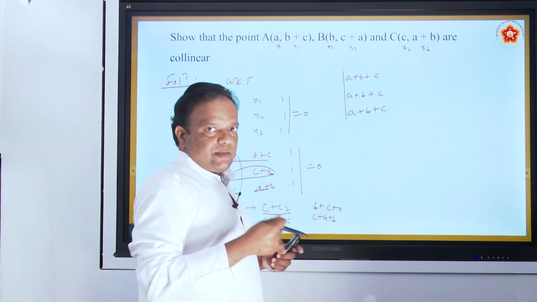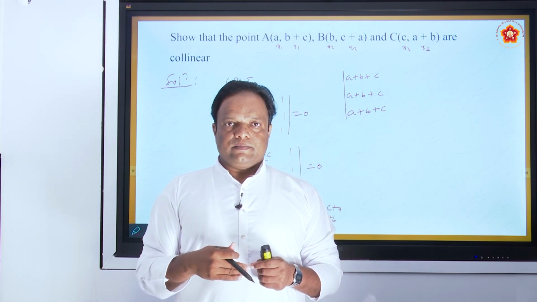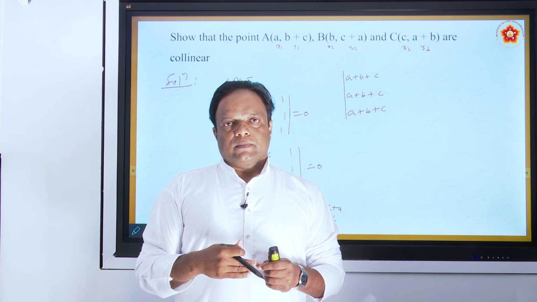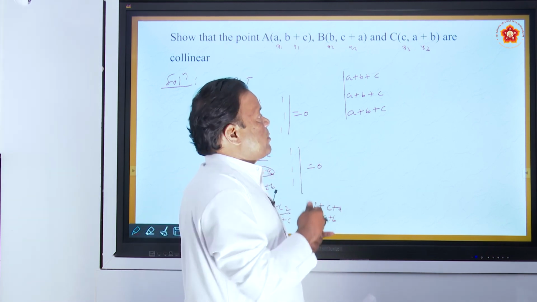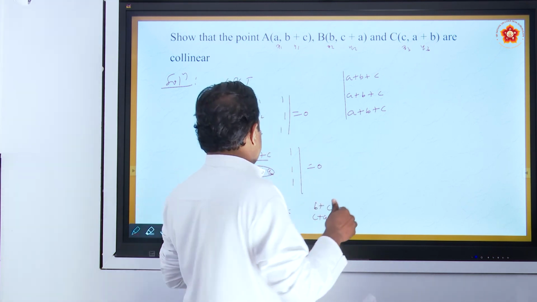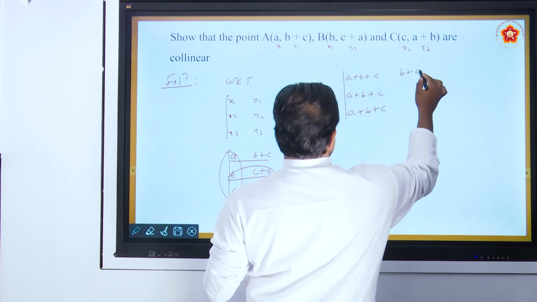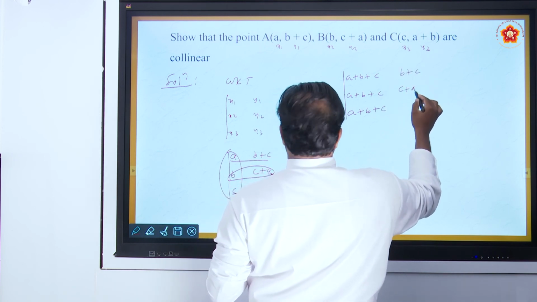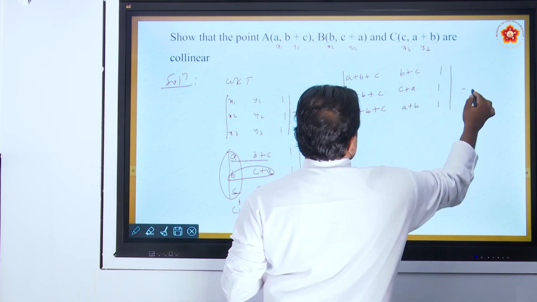So children, we need practice for this one because the properties are very important. We must remember the properties. So when you go through this type of problems using properties, we need some practice. What is remaining? The first column operation is over now. The second column is B plus C, C plus A and A plus B, and the third column is 1, 1, 1, equal to 0.